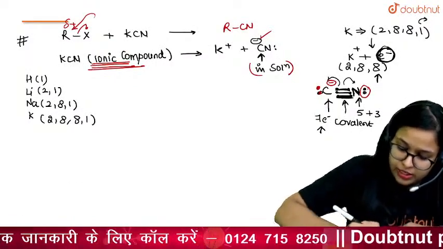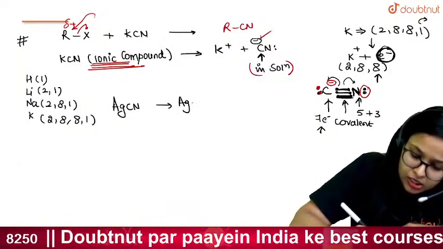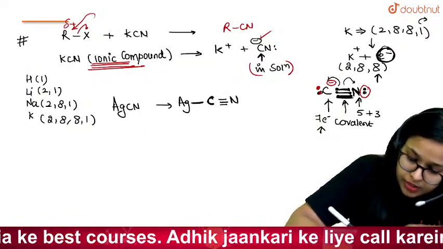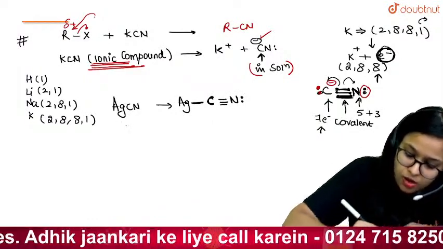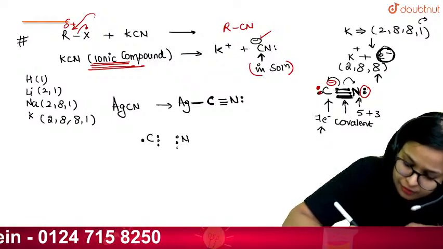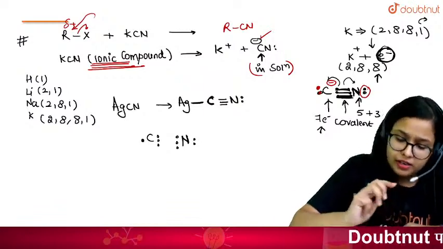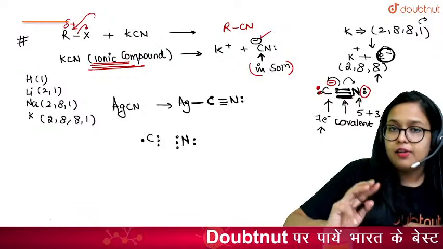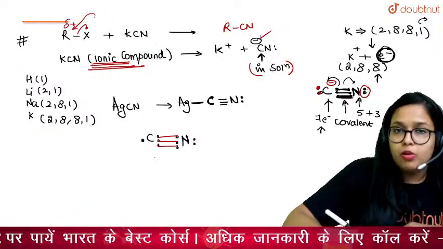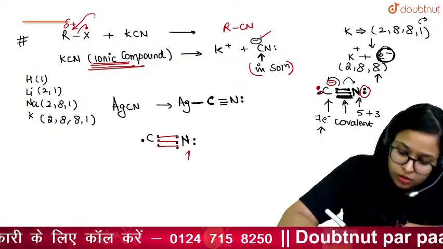But if I talk about AgCN, the bond between Ag, which is the silver metal, and the carbon is a covalent bond. As we know, carbon has 4 electrons, nitrogen has 5 valence electrons. Nitrogen requires 3 more electrons to complete its octet. Because it has already 5, it requires 3 more, so it covalently bonds with carbon, and in the covalent bonds nitrogen gets 6 electrons and 2 electrons in the form of a lone pair. The octet of this is complete.